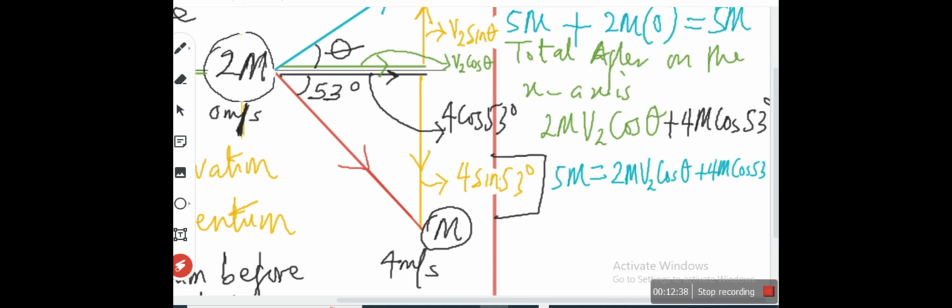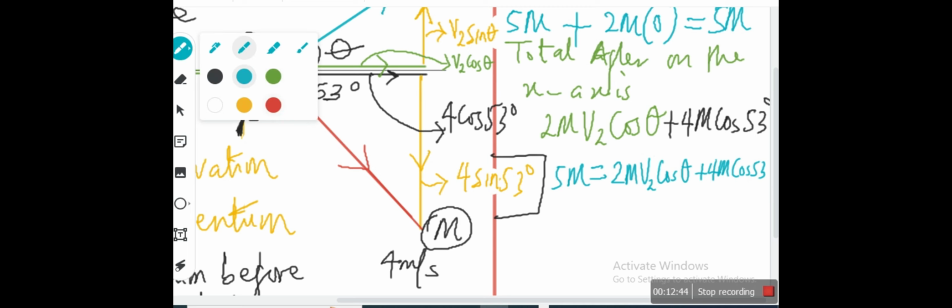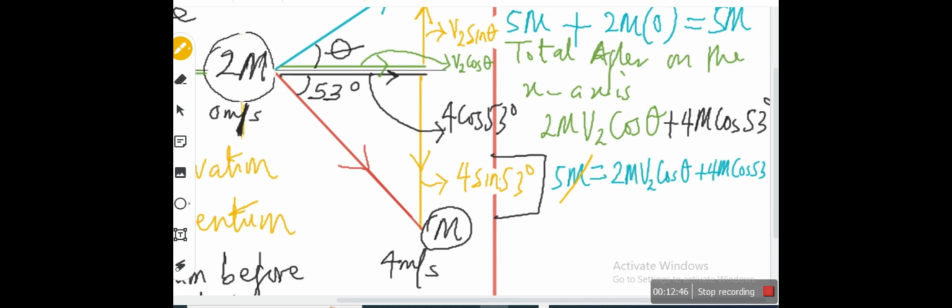All of them have m. So m can cross out, right? M can strike out. So what are we left with? 5 is equal to v2 cos theta plus 4 cos 53. I think we can find v2 from here. We can make v2 the subject of the formula.